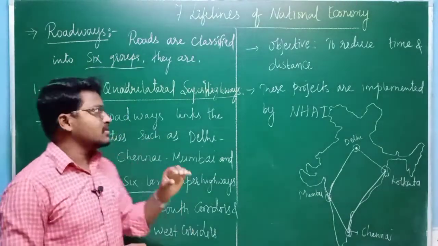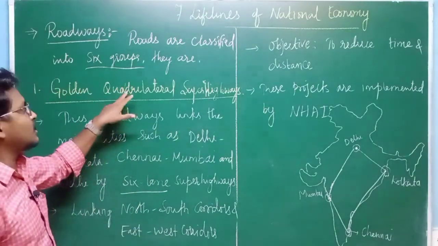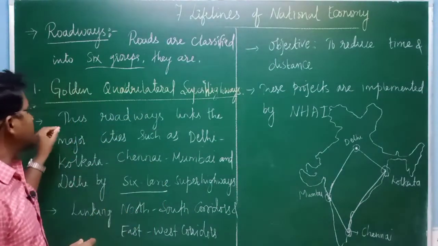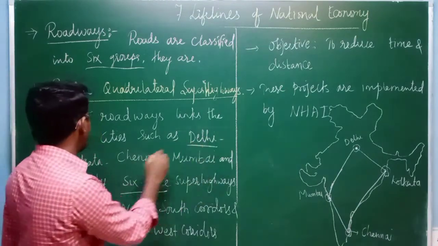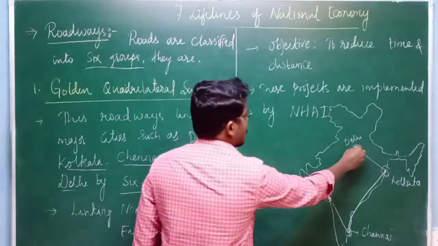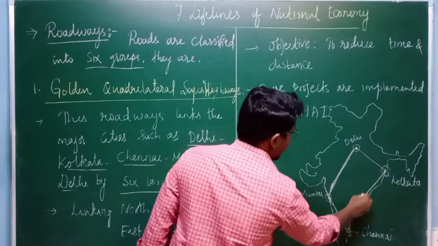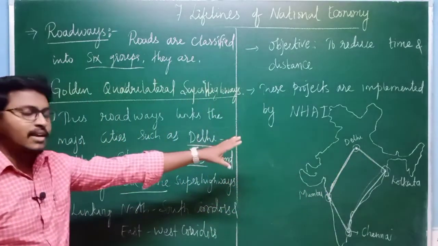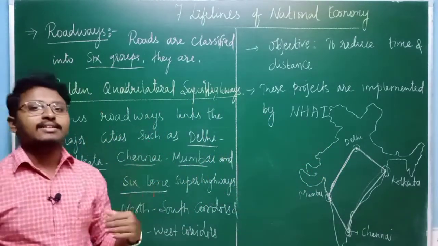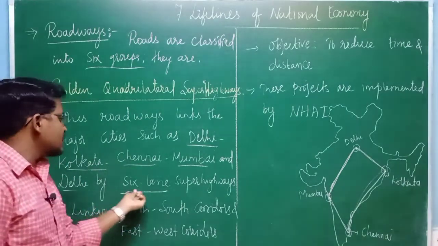The first one is the Golden Quadrilateral super highways. Quadrilateral means a figure with 4 sides. These roads link the major cities Delhi, Kolkata, Chennai and Mumbai. If you see the map here, it starts from Delhi, then Kolkata, then Chennai, Mumbai and back to Delhi, forming something like a quadrilateral. That is why this highway connecting Delhi, Mumbai, Chennai and Kolkata is known as the Golden Quadrilateral super highways, and they are linked by 6-lane super highways.